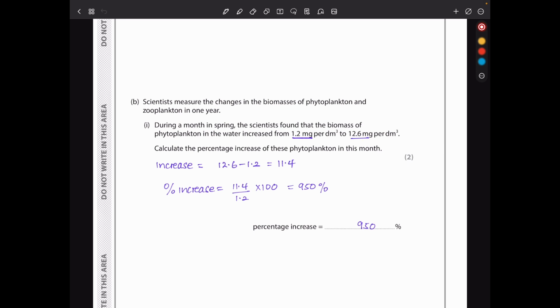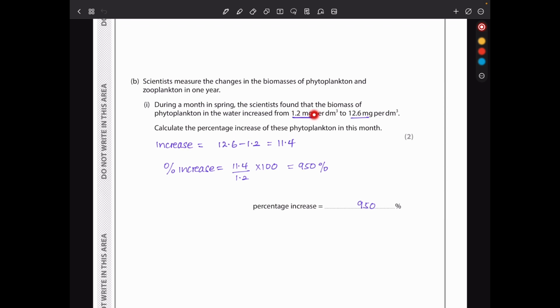Then in part B, they say scientists measure the changes in the biomasses of phytoplankton and zooplankton in 1 year. During a month in spring, the scientists found that the biomass of phytoplankton in the water increased from 1.2 to 12.6 milligrams per decimeter cubed. Calculate the percentage increase of this phytoplankton in this month. So it changed from that to that, meaning the increase is going to be that minus that, giving us 11.4. So the percentage increase should be 11.4 divided by 1.2 times 100, giving us 950%.